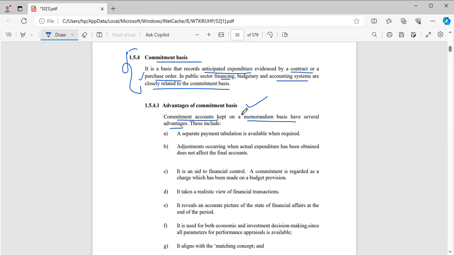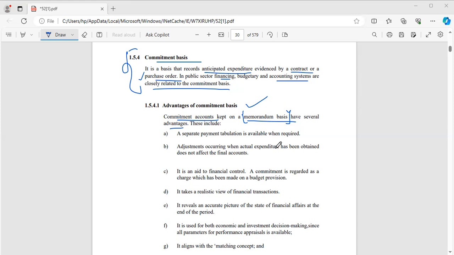First of all, what is memorandum basis? What is memorandum accounting? Does anybody know that? Memorandum accounting or memorandum accounts. Does anybody know what that means? If you don't know, just type on the chat that you don't know. If you know it, let me know. Does anybody know what a memorandum account is? Okay, so let me explain.